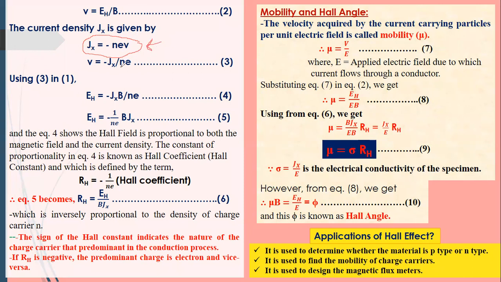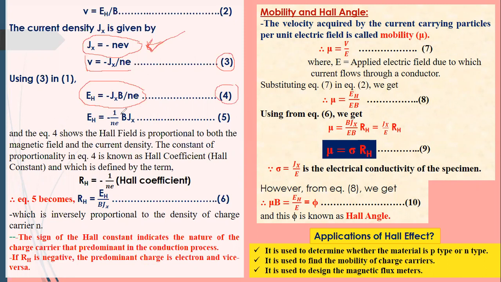If we rearrange this equation, we get V is equal to minus Jx upon Ne. Let us say this is equation number 3. After that, putting equation 3 in equation number 1, we get EH is equal to minus JxB upon Ne. Let us say that is equation number 4.